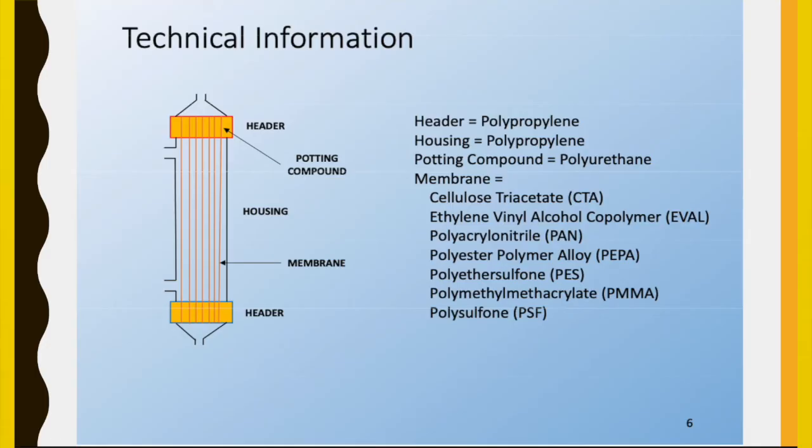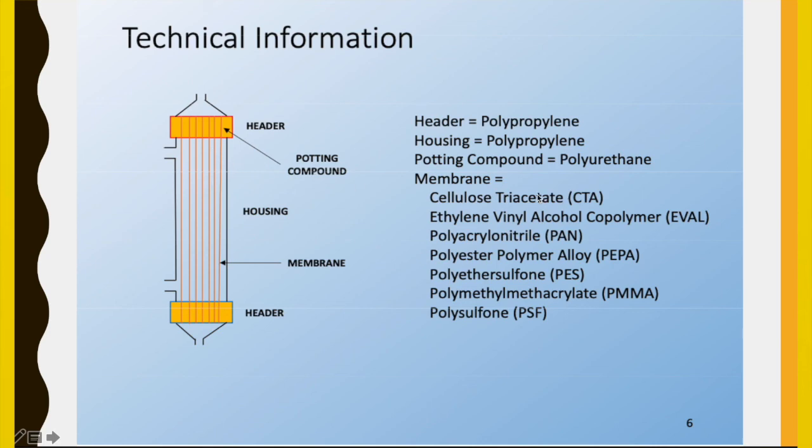Next there is technical information about the dialyzer. This is mainly called the header, and this is the potting material. This is the housing or the jacket. These are the membranes. Again, this is the header. The header is made up of polypropylene. The housing is also made up of polypropylene. The potting compound or potting material where the hollow fibers are embedded is polyurethane.